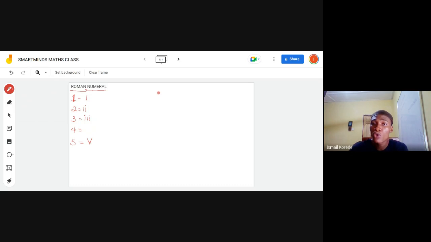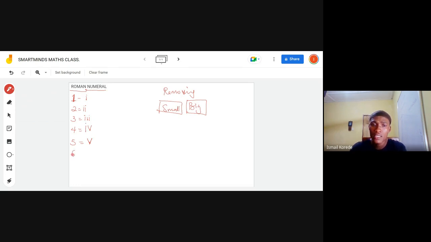And by removing in Roman numerals, you have to bring the smaller value to the left side. You have to place the small value on the left side beside the big value. So the big value should be on the right hand side and the small value should be on the left hand side. So we want to remove 1 from 5 to get 4. So we just say IV. So IV represents 4 in Roman numerals.